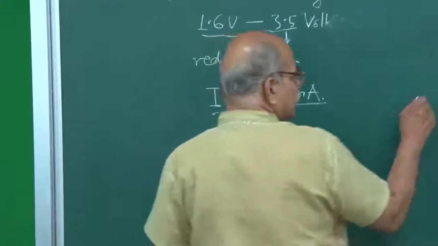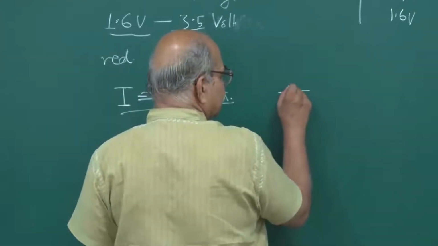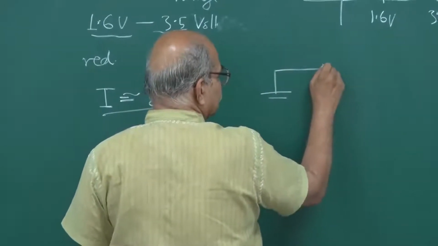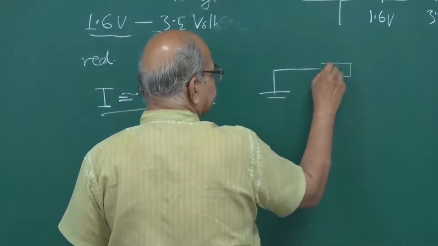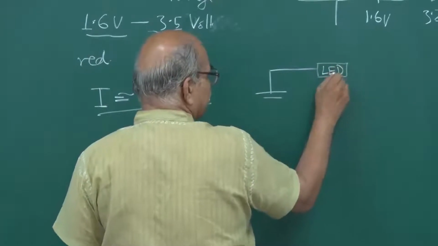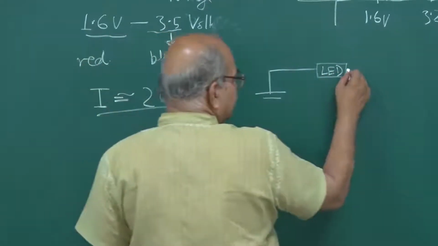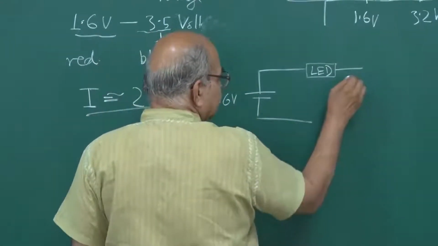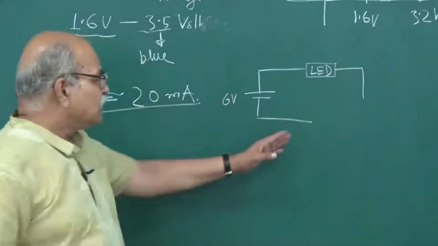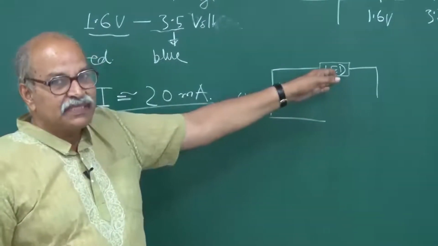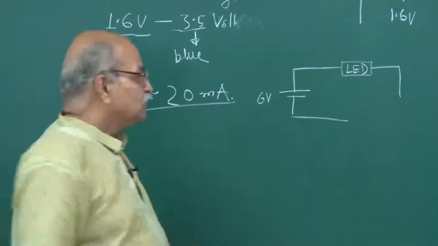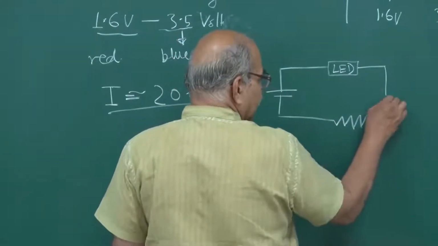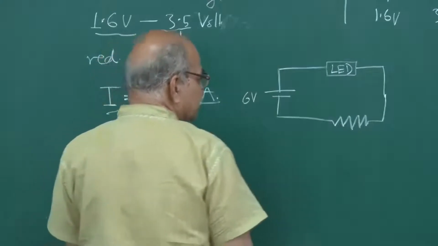Suppose you have a 6 volt battery, and you want to connect this LED here in forward bias, and this is 6 volt. If you want to send only 20 milliamperes here, what should you do? You should apply some kind of a resistance here. And how much should that resistance be?